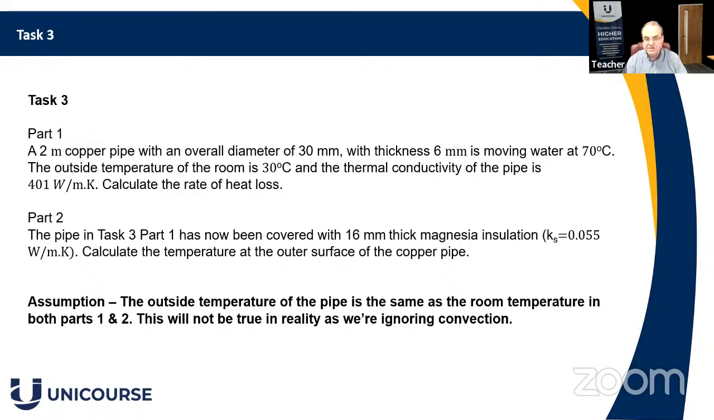Once you've done that, we're going to insulate the pipe. So the pipe in task 3, part 1 is now going to be covered with insulation, and it's got a thermal conductivity of 0.055 watts per meter K. So now we're going to calculate the temperature at the outer surface of the copper pipe. Right, so what equations are we going to use?